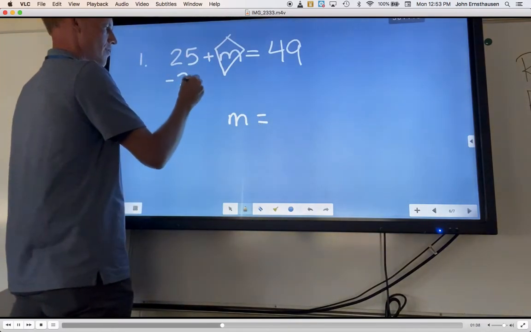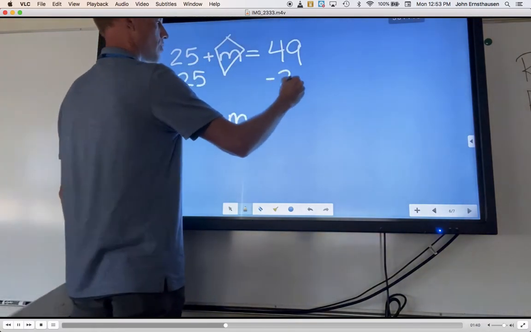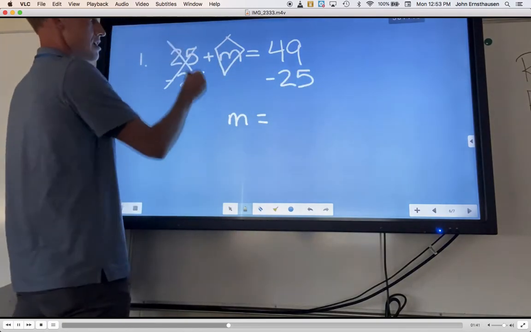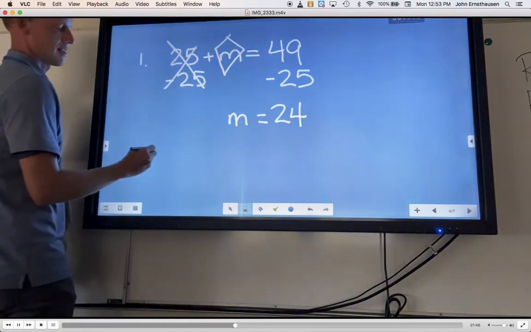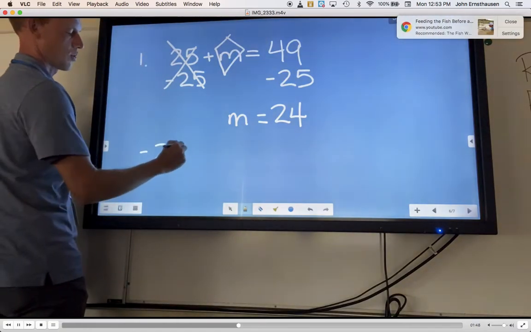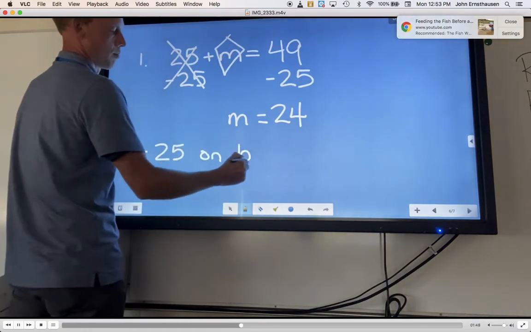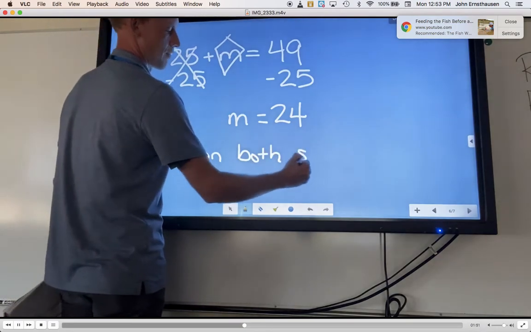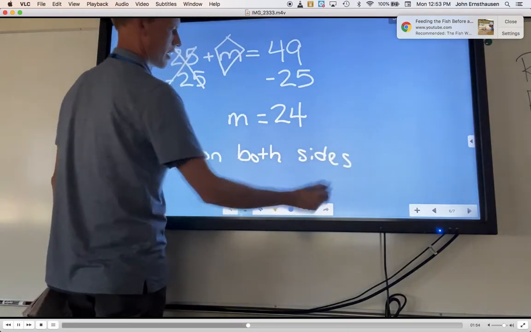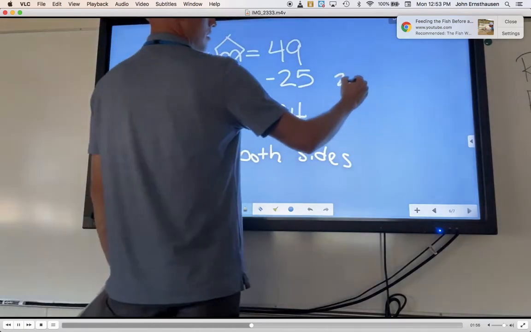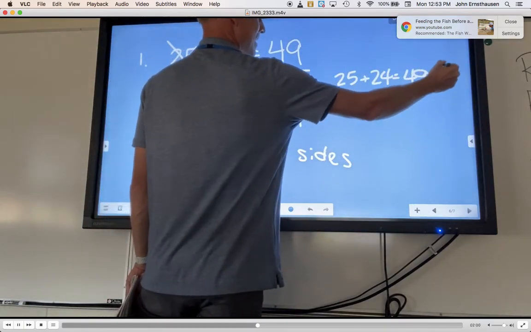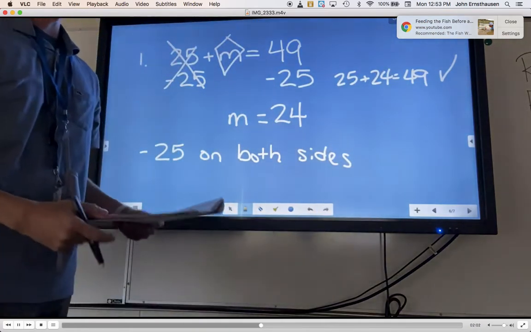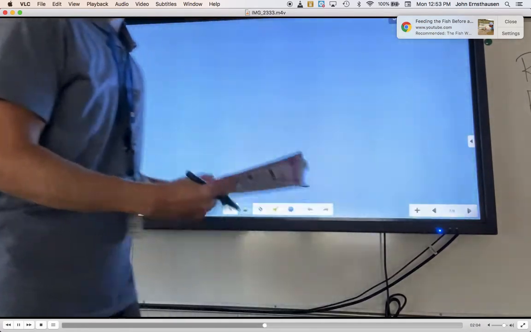We're going to do the inverse, and we're going to subtract 25 on both sides. 49 minus 25 gives us 24. If you want to write this in words, you would say subtract 25 on both sides. I'm fine with you just showing your work and answering it. How can we check it? Does 25 and 24 give us a sum of 49? Ding, ding, ding, it does. All right, let's go to the next one.